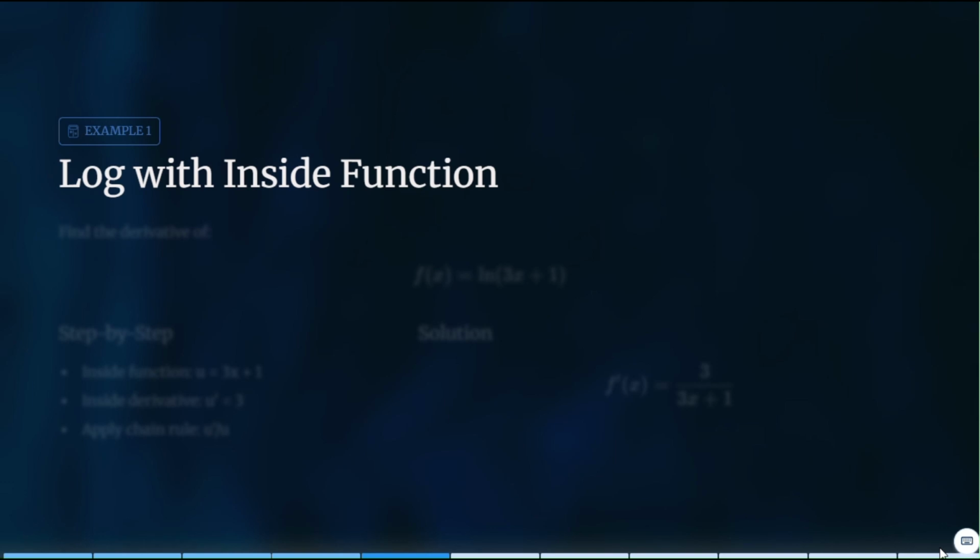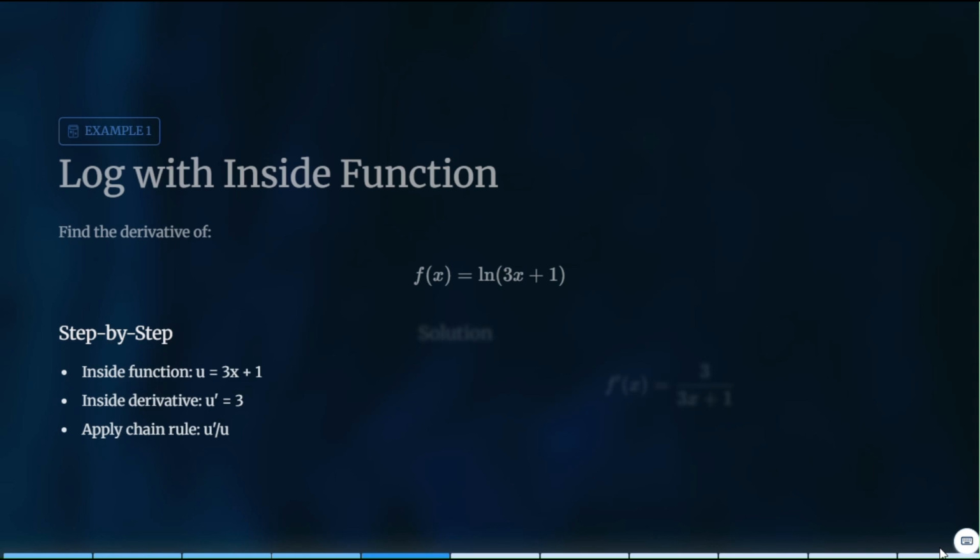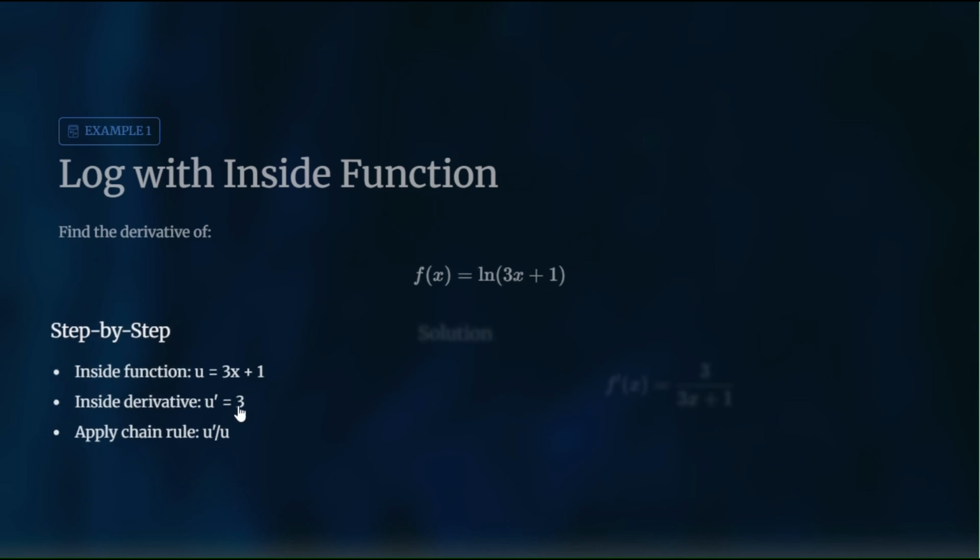Let's look at it through an example. In this example, we want to find the derivative of f of x equals ln of 3x plus 1. So here's a step-by-step solution. Our inside function is 3x plus 1. We need to find the derivative of 3x plus 1, which is simply 3. So u prime is equal to 3.